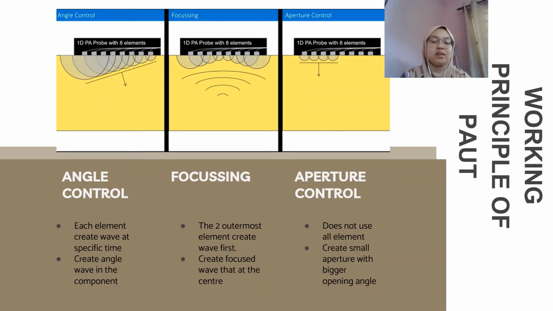The next is focusing. In this case, the outermost two elements create a signal first and then it goes inward until it reaches the middle. And we can see that the wave is focusing at the center and is called a focus wave. The last one is aperture control. This case does not use all elements but only uses a subset of elements from all elements and creates a smaller aperture with a bigger opening angle.